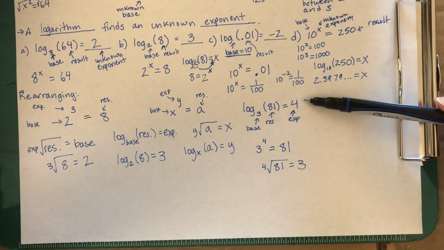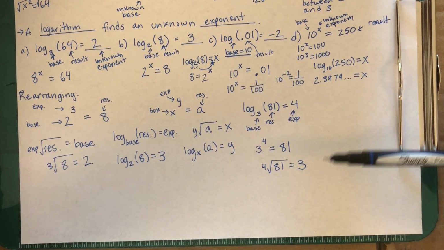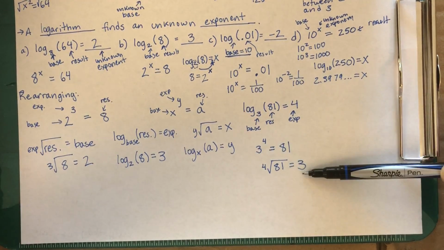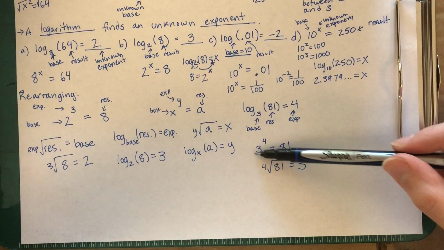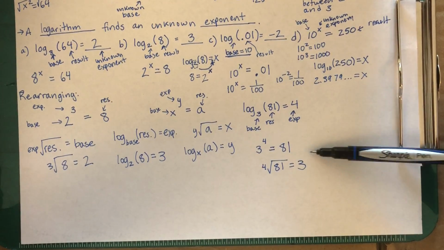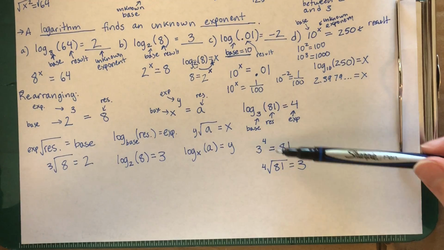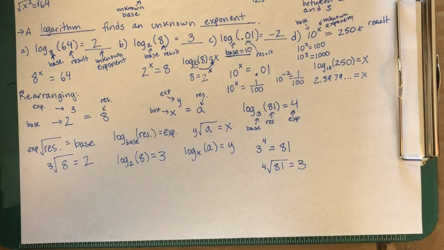So this equation, and this equation are all the same because each number is still in the correct spot. So this is where the base goes in a log, this is where the base goes when it's written like this, and this is where the base goes with a root. So each of the numbers is still in those correct spots for the base, the exponent, and the result.